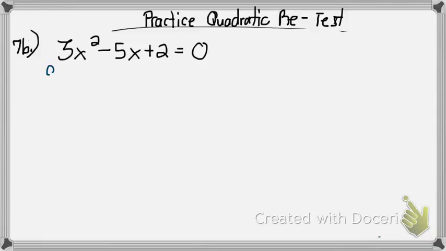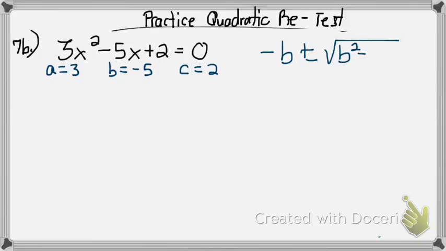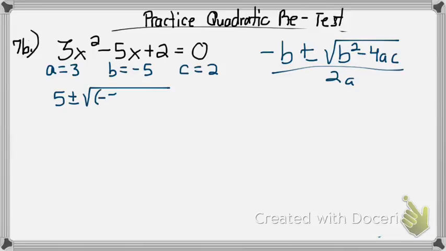So step 1 is to identify your a, b, and c, and then plug it into the quadratic formula, which is negative b plus or minus square root b squared minus 4ac all over 2a. Since my b is already negative, when I plug it in, it'll be positive 5 plus or minus the square root of negative 5 squared minus 4 times 3 times 2 all over 2 times 3.